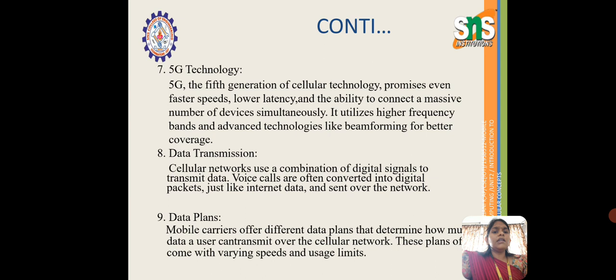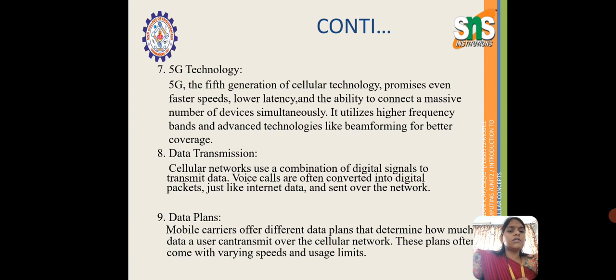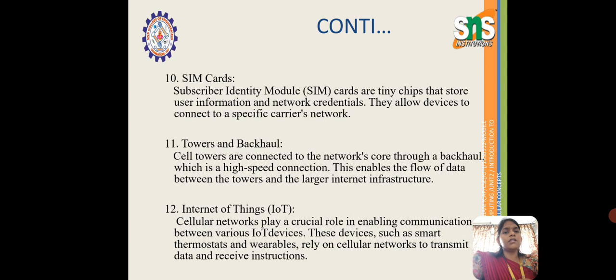Next is your data plans. Here the mobile carrier offers different data plans that determine how much data the user can transmit over a cellular network, and these plans come with speed and usage limits. The mobile carrier offers different data plans as we use nowadays. So next is your SIM card. A SIM card is a Subscriber Identity Module card with a tiny chip. It stores user information and network credentials, and it allows the device to connect to a specific carrier. That is how our mobile phones work.